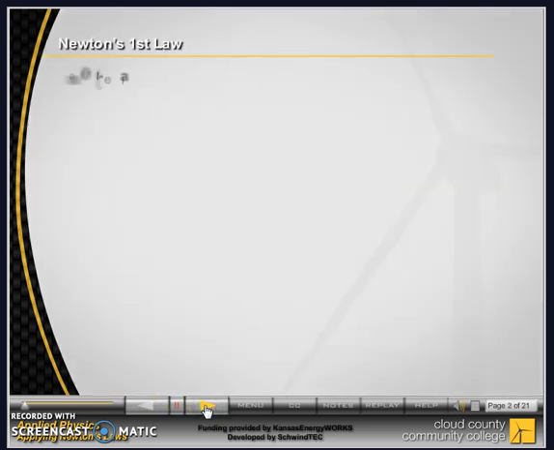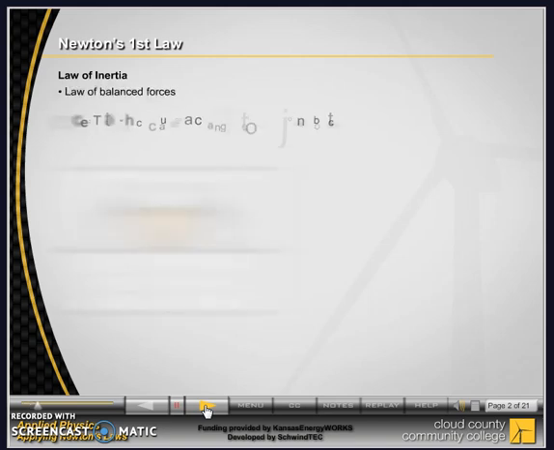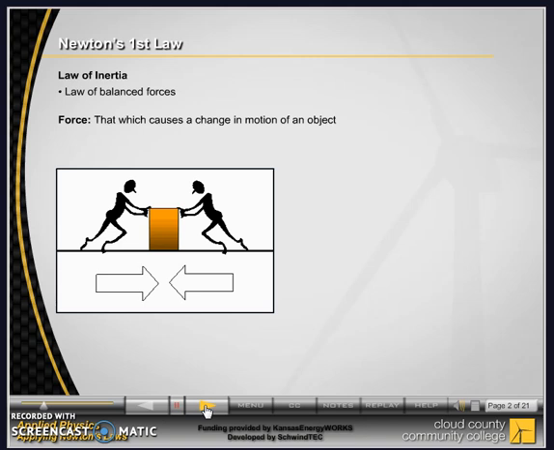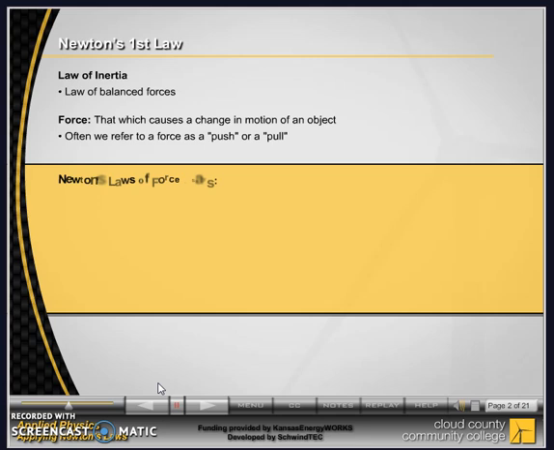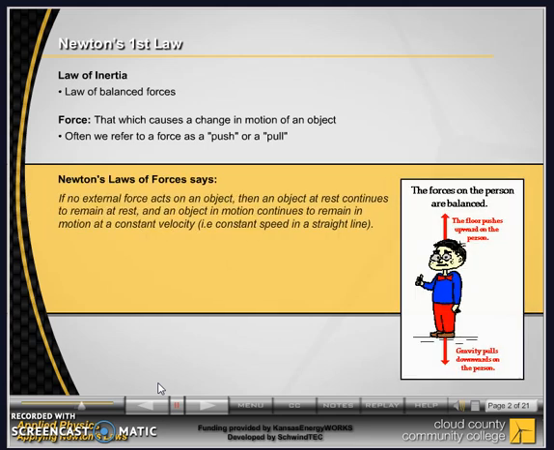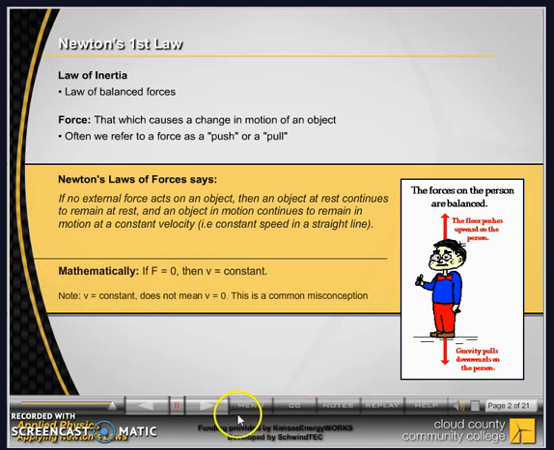Newton's first law is the law of inertia, aka the law of balanced forces. A force is that which causes a change in motion of an object. In everyday life, we experience all kinds of forces. Often we refer to a force as a push or a pull. Newton's first law says, if no external force acts on an object, then an object at rest continues to remain at rest, and an object in motion continues to remain in motion at a constant velocity, i.e. constant speed in a straight line.